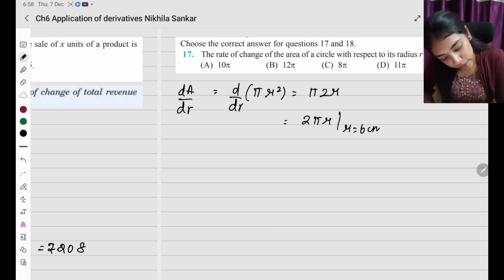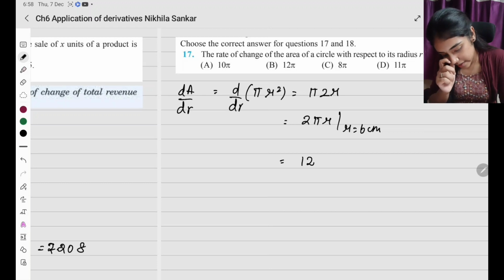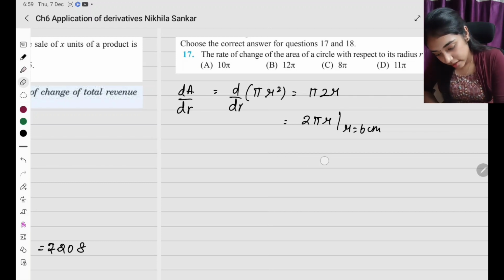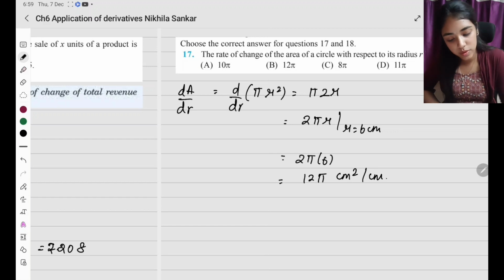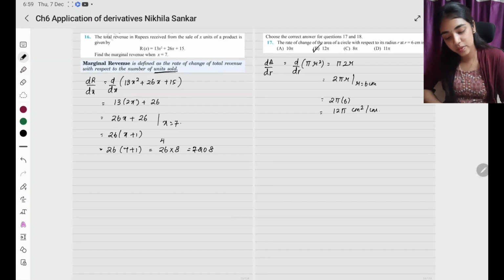And the radius is given to be 6 centimeters. When I substitute, I have 12 pi, or I'll write one more step. This is going to be 2 pi times 6, 6 2s are 12 pi. 12 pi centimeter square with respect to radius. So which option? Option B. Okay, please copy.